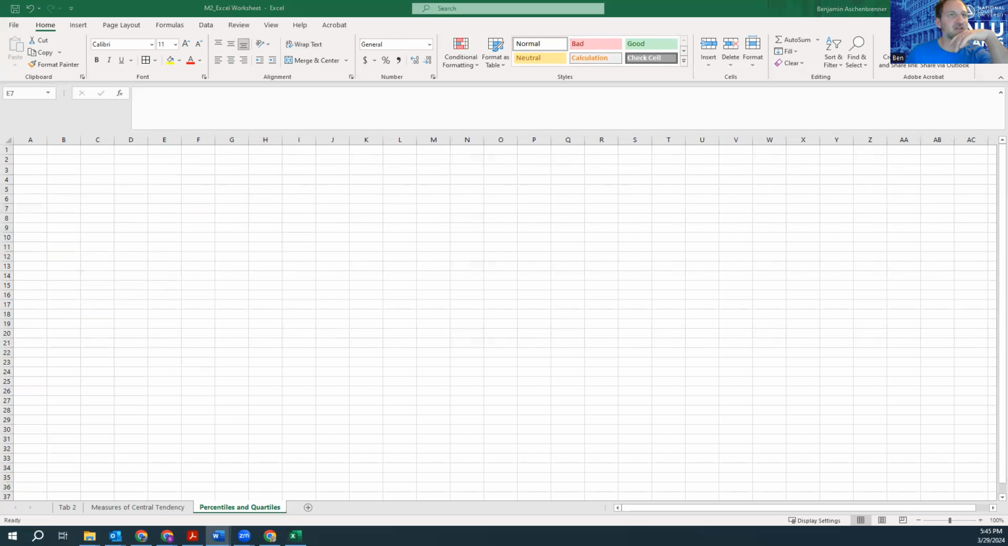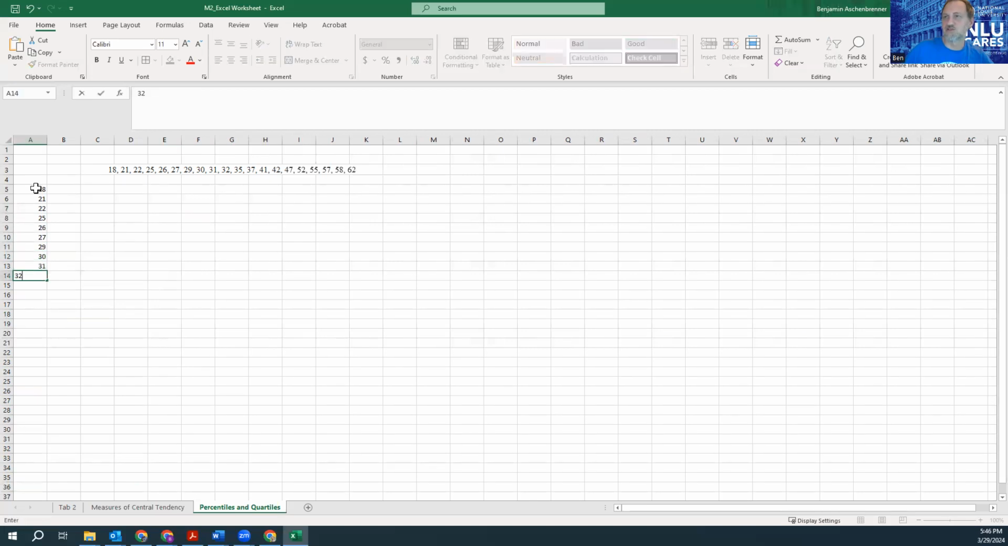What I would recommend is highlighting the data, copying it and pasting it over here. If you paste it into G, you'll be able to see the whole width of data, and then you can start typing it out. 18, 21, 22, 25, 26, 27, 29, 30, 31, 32, 35, 37, 41, 42, 47, 52, 55, 57, 58, 62. I'm going to double check by counting. But I don't need to count because it says in the problem there's 20 ages. So I'm just going to highlight this and look at the count. 20, good. Feel relatively good about that.